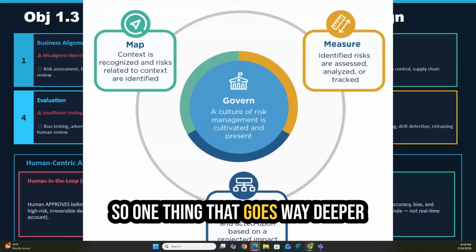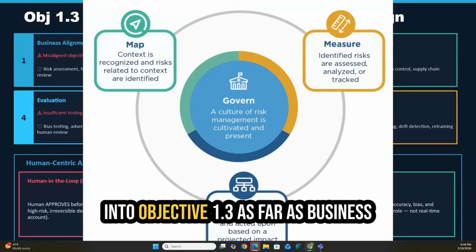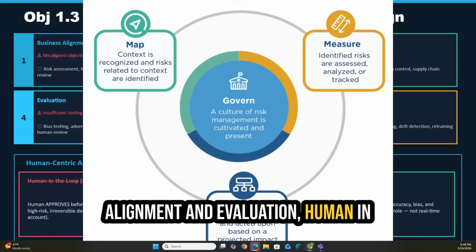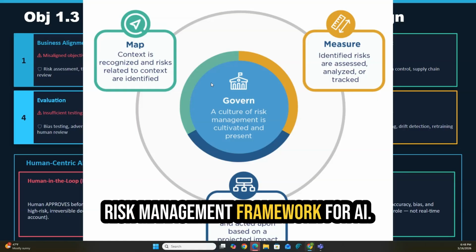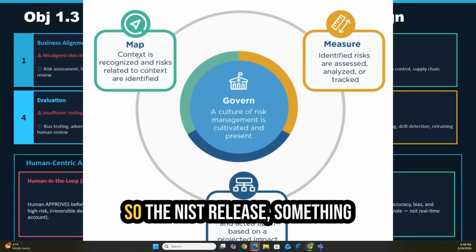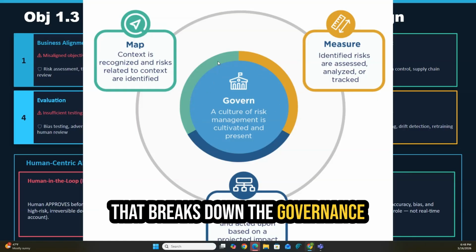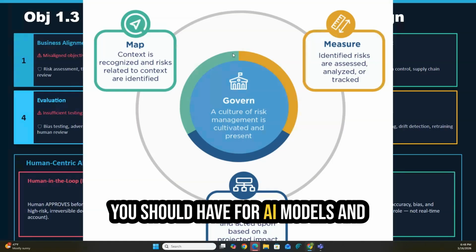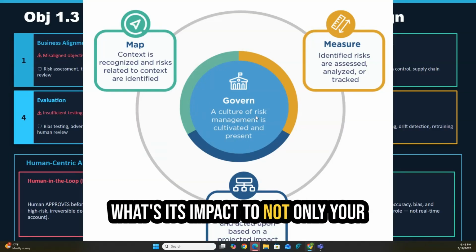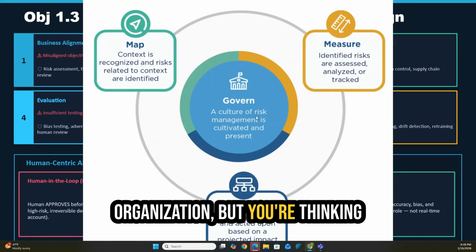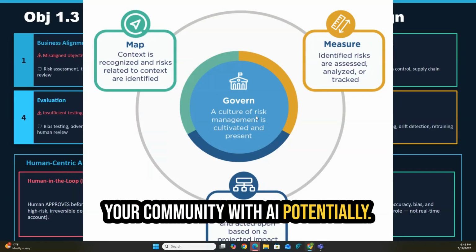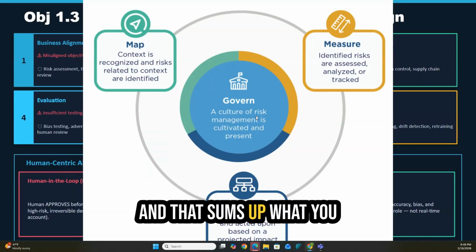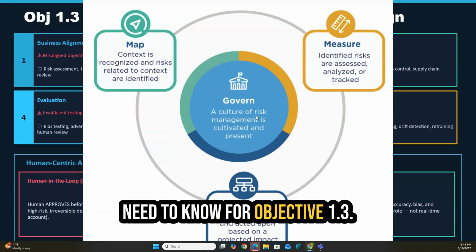So one thing that goes way deeper into Objective 1.3 as far as business alignment and evaluation, human in the loop, and all that stuff is the NIST risk management framework for AI. The NIST released something that breaks down the governance you should have for AI models and what its impact is, not only to your organization, but you're thinking about what's the impact to your community with AI potentially. And that sums up what you need to know for Objective 1.3.